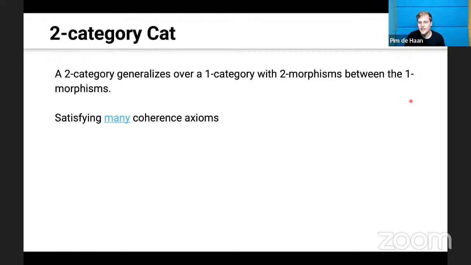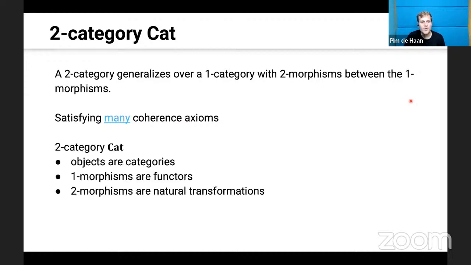So with all of these composition rules, you can form something that is called a two category, and it generalizes a one category by adding two morphisms between the one morphisms. This has to satisfy a lot of coherence axioms, but in this case, these are satisfied. So we get a two category Cat whose objects are categories, whose one morphisms are functors, and whose two morphisms are natural transformations.